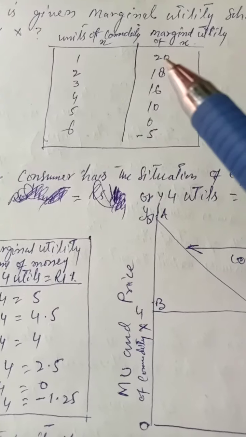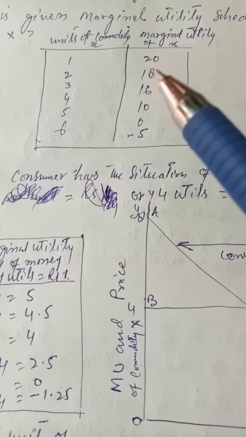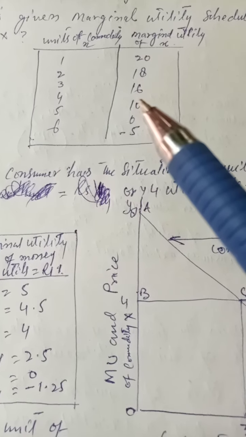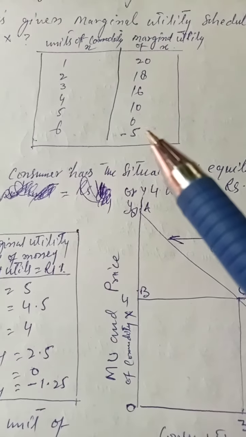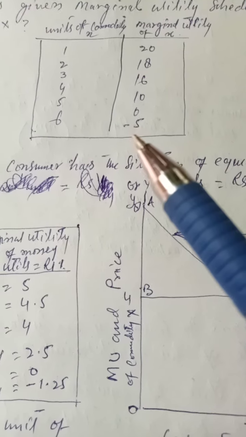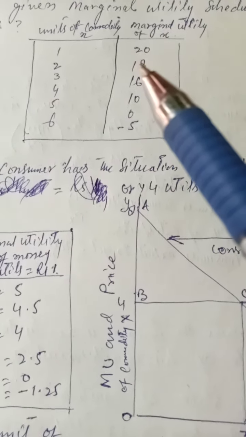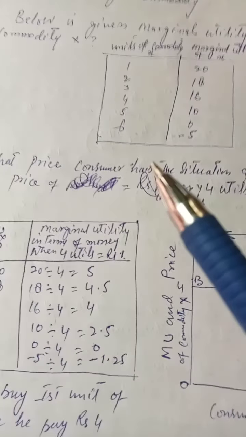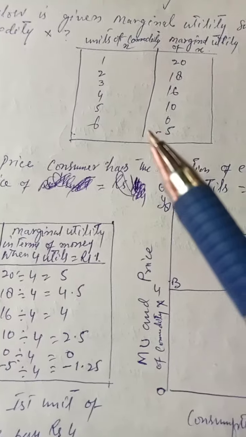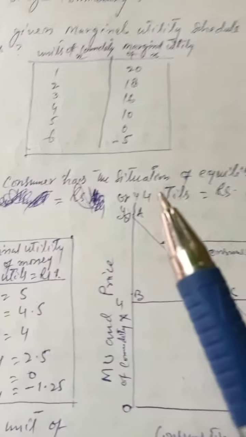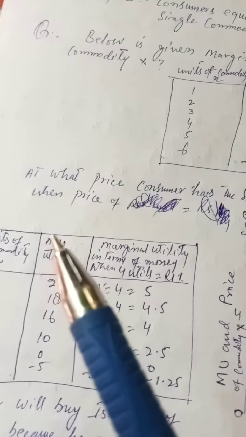So look here, marginal utility comes down considerably, from 20 to 18, 18 to 16, 16 to 10, 10 to 0, 0 to -5. Mind it that this is not total utility, this is marginal utility. Now we have to see where the consumer is in a state of equilibrium. At what price does the consumer have the situation of equilibrium?